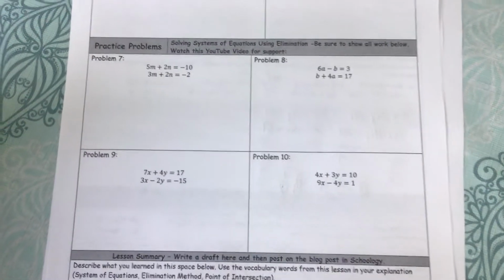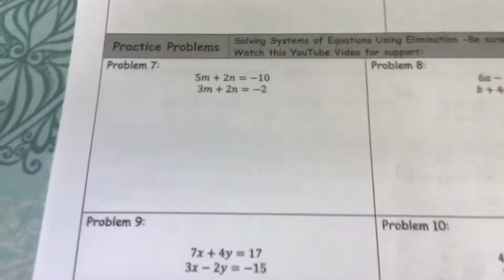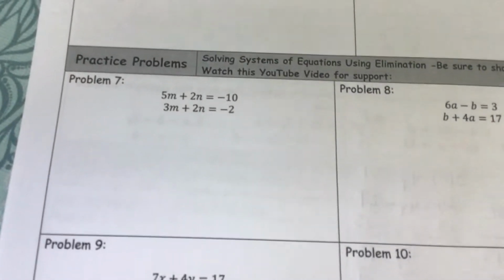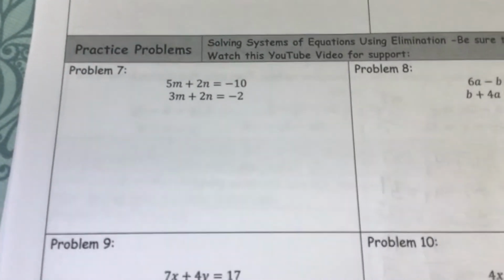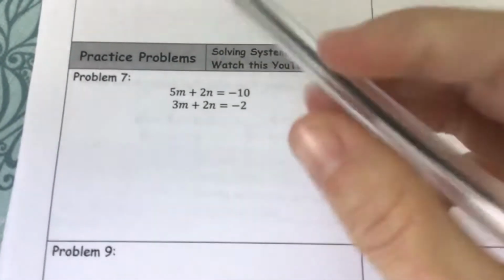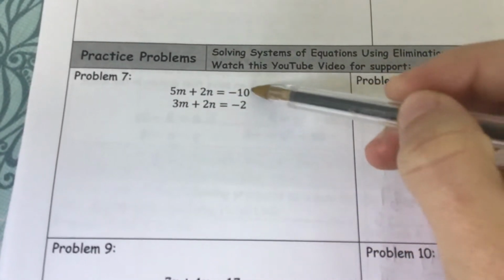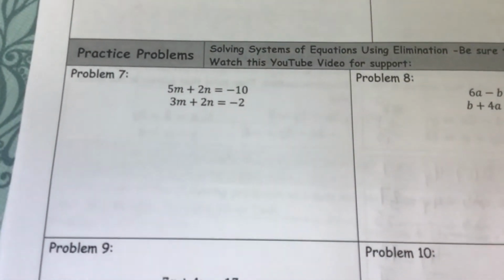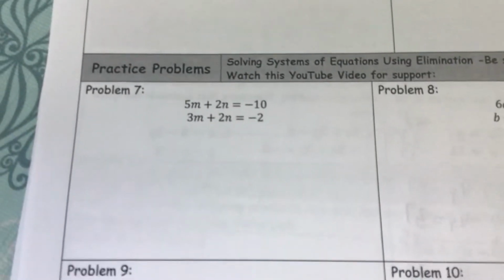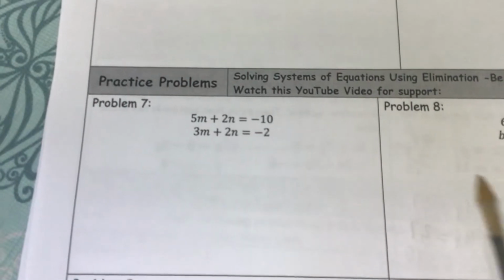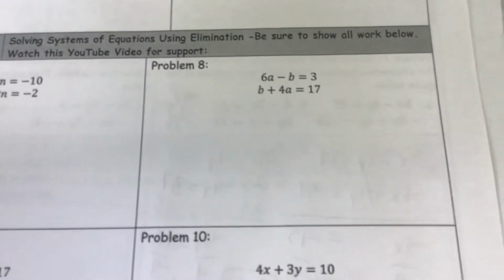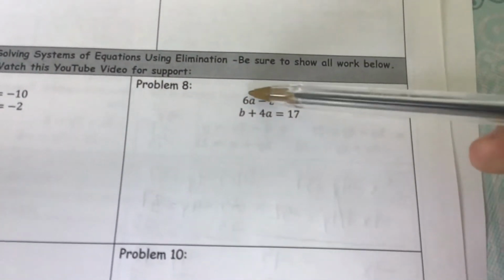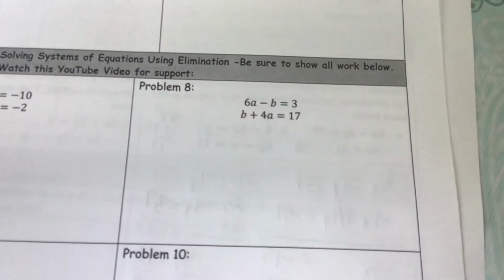Okay, so I'm going to go ahead and work on problem 7 for us. I have 5m plus 2n equals negative 10 and 3m plus 2n equals negative 2. The nice thing is that the m's are lined up, the n's are lined up, and the numbers are lined up. So we don't have to do too much work in rearranging the equation. For the other problems, like problem 8, you might have to do some rearranging to get the b's and the a's lined up like in this problem. But we don't need to worry about that for problem 7. What I was saying is that the variables in equation A and equation B have to line up, okay?